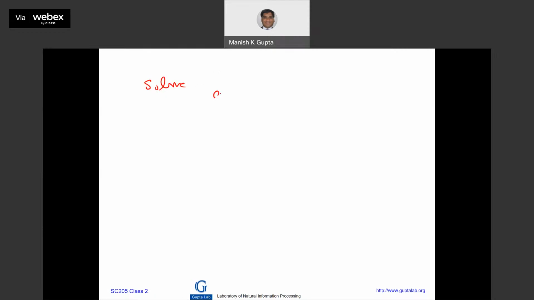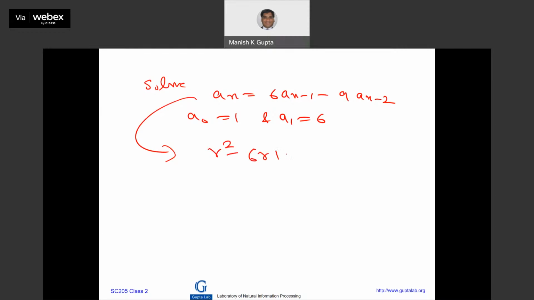Solve an is equal to 6 an minus 1 minus 9 an minus 2, a0 is equal to 1 and a1 is equal to 6. Obviously, this will give you the auxiliary equation r square minus 6r plus 9 is equal to 0. This implies that r is equal to 3 is the only root. Therefore, an is equal to alpha 1 times 3 raised to power n plus alpha 2 times n times 3 raised to power n.